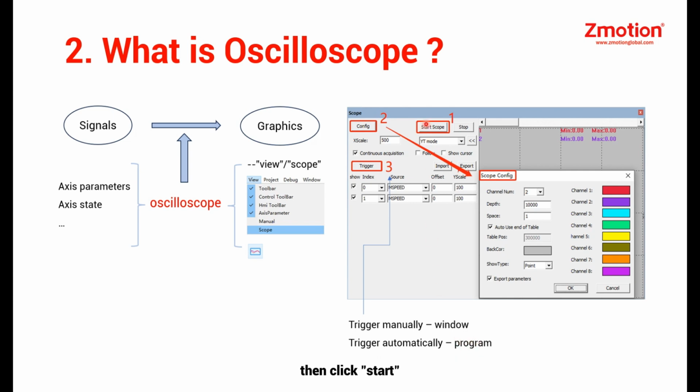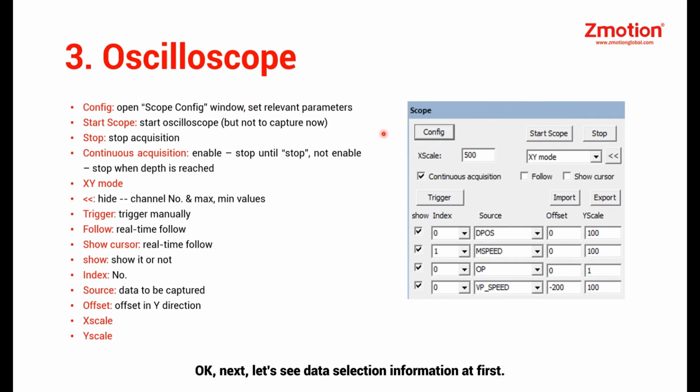Then click Start. It can be seen there are two parts of the oscilloscope window. The left is data information. The right is graphic information. Okay, next, let's see the data selection information first. Here is the left part. It can be seen there are many buttons and options. Let's learn them one by one.